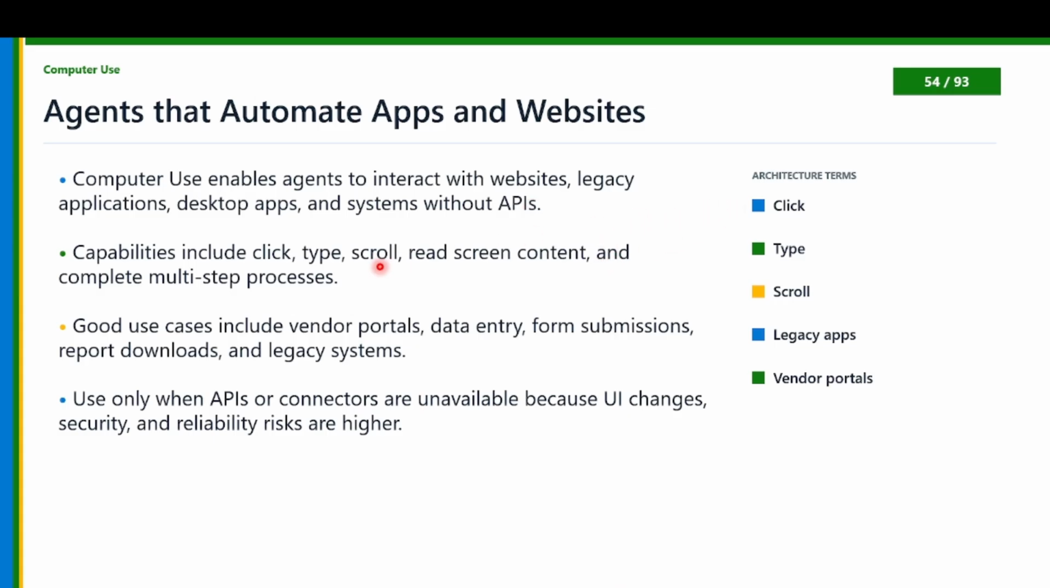So what can computer use be used for? Agents that automate apps and websites. So we have agents that are used for automating applications. Applications are software that you have built, and then you can also use agents to automate with websites. So I think this is where computer use comes in.